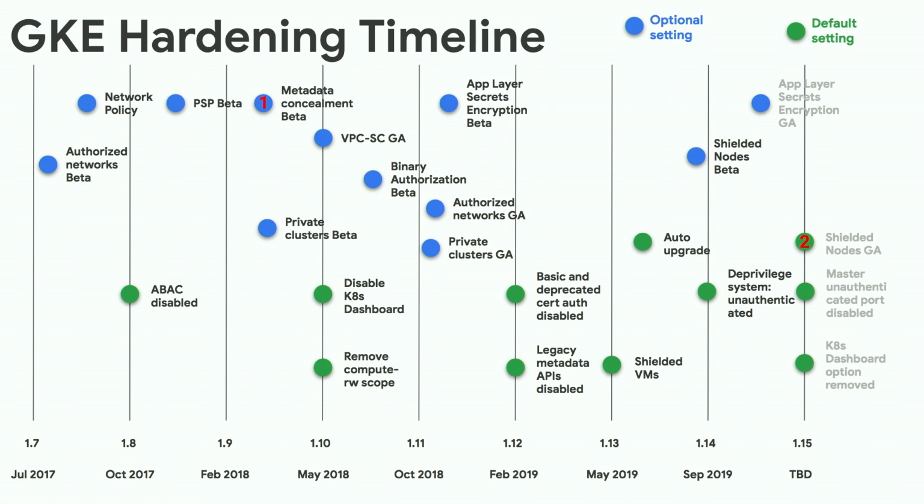The blue dots represent feature launches that we did over the course of time that we are also talking about in this talk. The green dots are implementations of default settings that we've done to reflect best practices that we've advocated in our hardening guides and blogs and so on. So these are available to you by default.